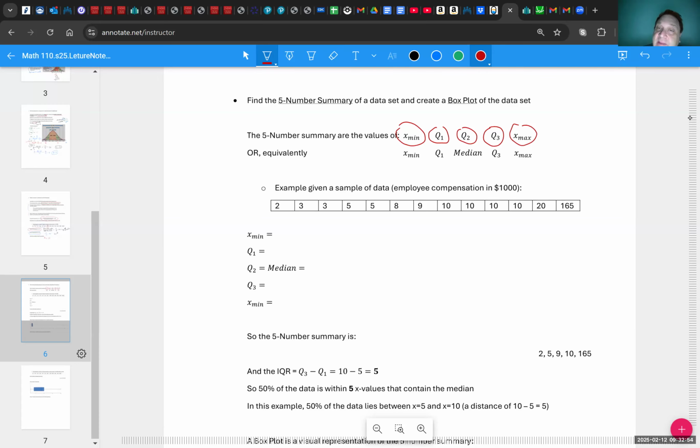So the 5-number summary is the minimum X value, the Q1, the Q2, the Q3 value, and the X max value. These are all just numbers. So you're going to calculate 5 numbers, you're going to write them down, and that's called the 5-number summary. By the way, Q2, the second quartile, is also called the median. So some people write the 5-number summary as X min, Q1, median, Q3, X max, because the median is the same as Q2.